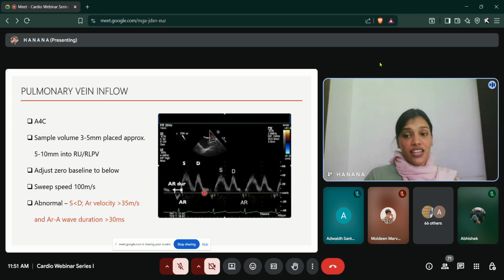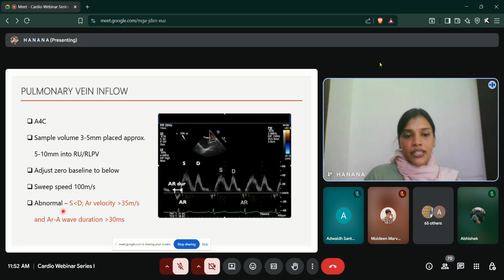This is a very difficult thing to get. Actually, you will not see this very often. You need a lot of practice to get this one. You will see an S wave, a D wave, and a small lower deflection called the atrial reversal, written as AR. S wave means the systolic wave, D wave means the diastolic wave, and AR is followed by the P wave, the atrial contraction phase.